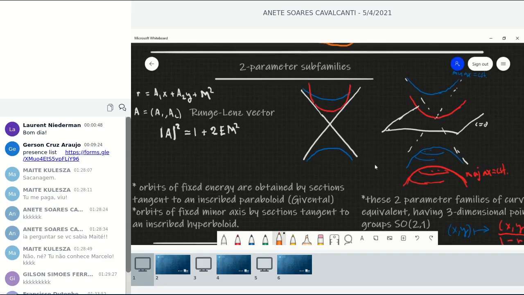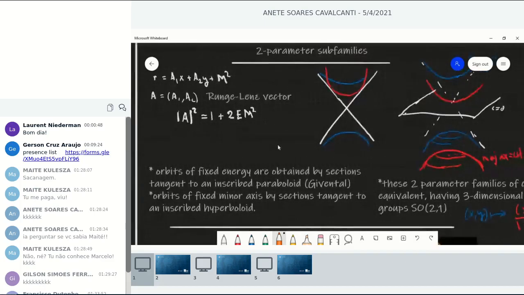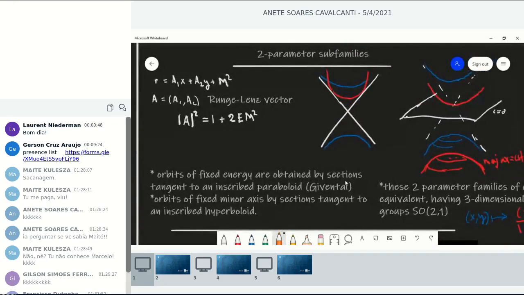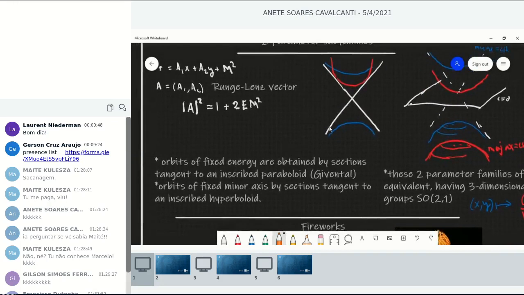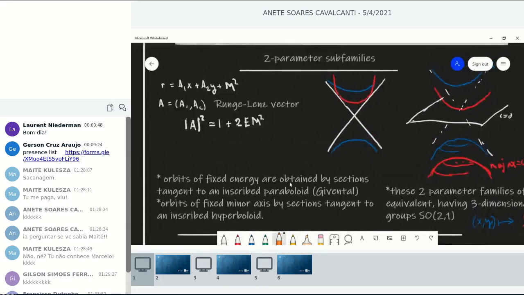Okay, so just by knowing that projective duality, you have this nice description of orbits of fixed energy, which is also found in an article of Givental. To find orbits of fixed energy, you take a plane tangent to an inscribed paraboloid, intersect it with the cone, and project. So that's just automatic from the definition of duality and this sort of playing with algebra.